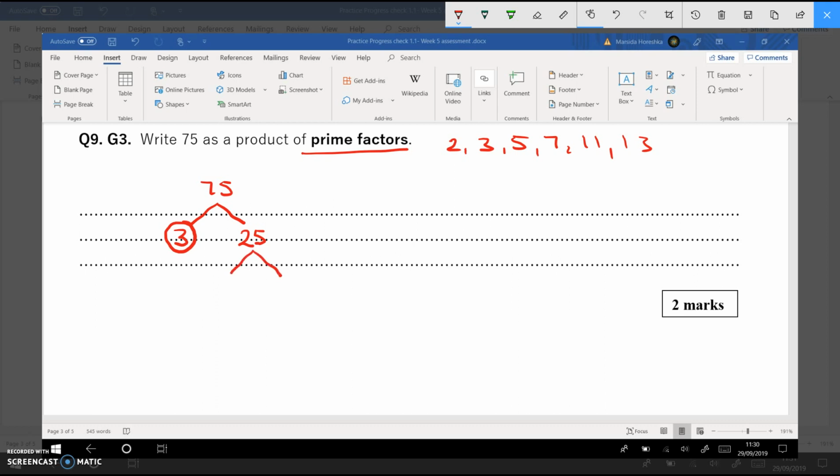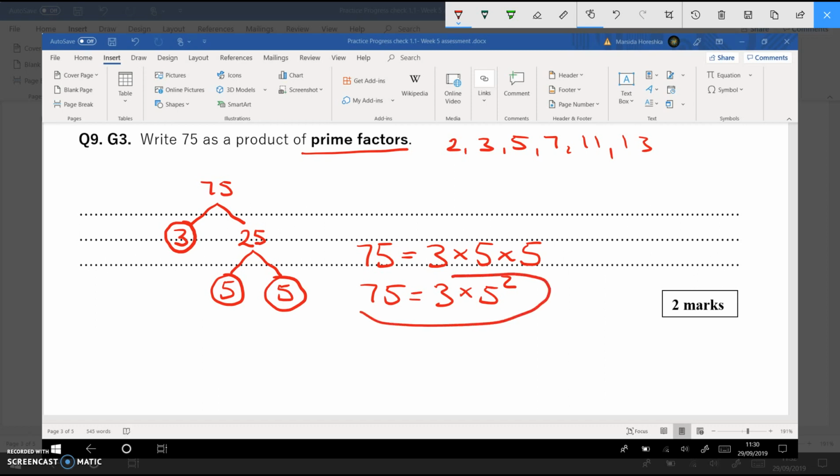25 can be written as 5 times 5, and 5 is a prime number. So I'll circle them both. So 75 is equal to 3 times 5 times 5. So that is 2 5s in there, and I've circled them all. An extension of this is to write 75 as equal to 3 times 5 squared, because we've got 2 5s. And this is called the index form.